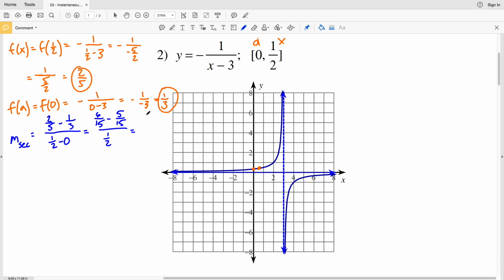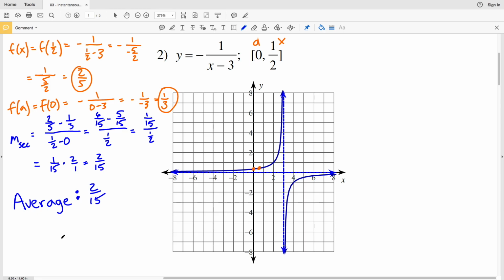6/15 minus 5/15 is 1/15, and that's divided by 1/2, which is the same as multiplying by 2. So 1/15 times 2 over 1 equals 2/15. So the slope of my secant line is 2/15. That is the average rate of change.